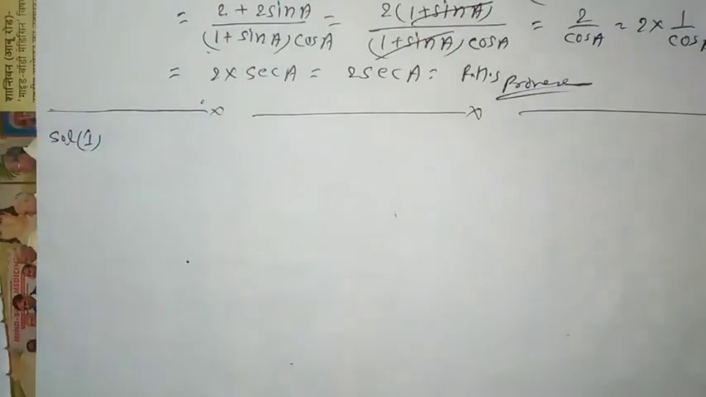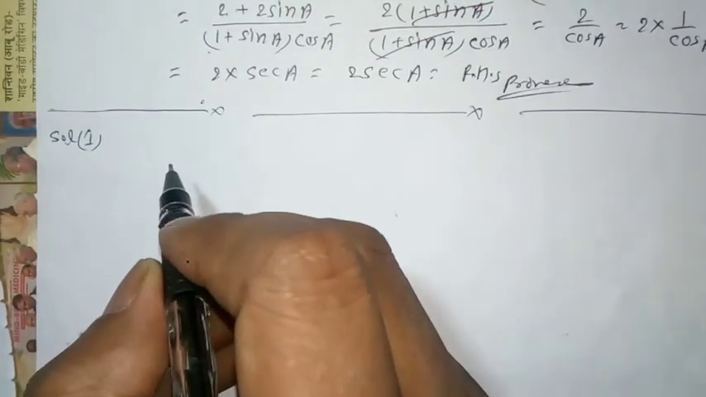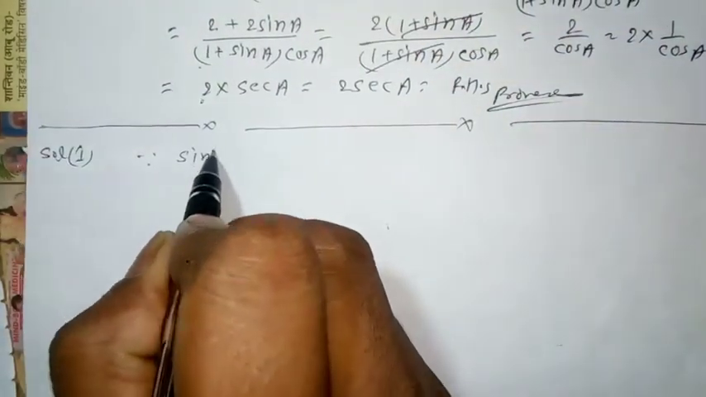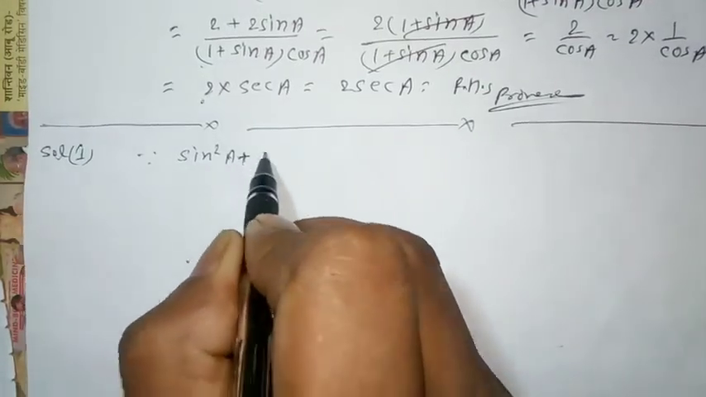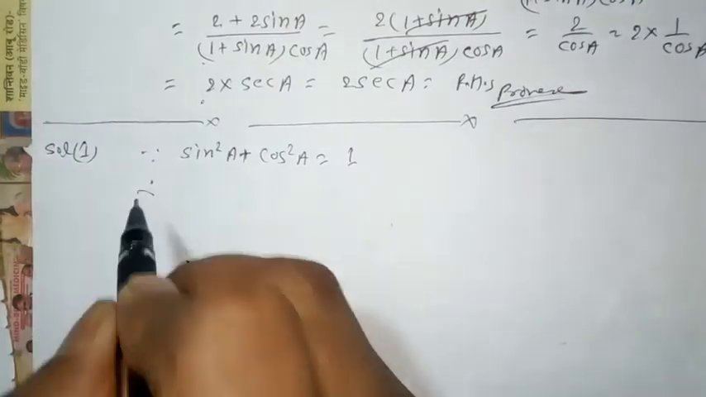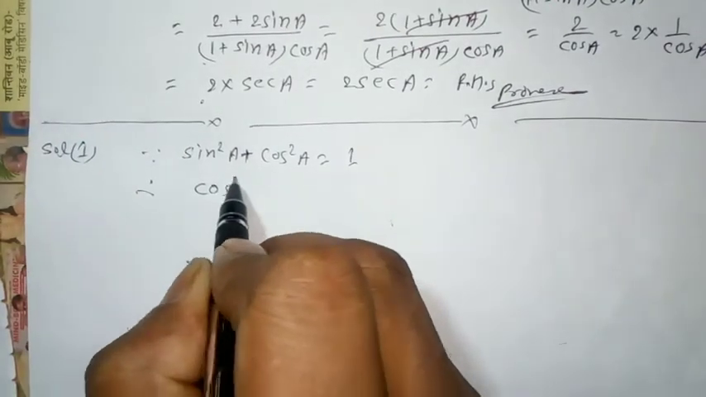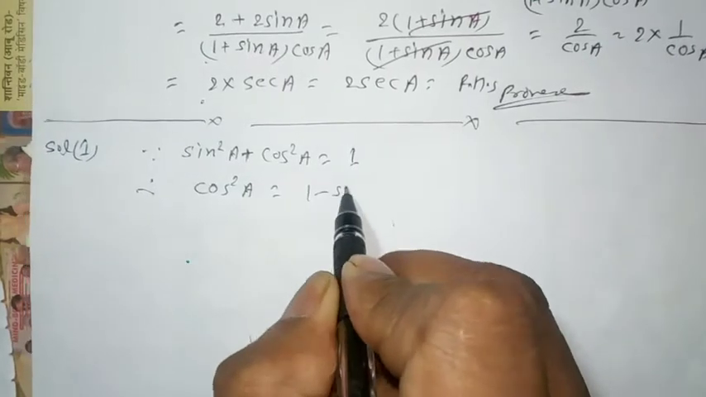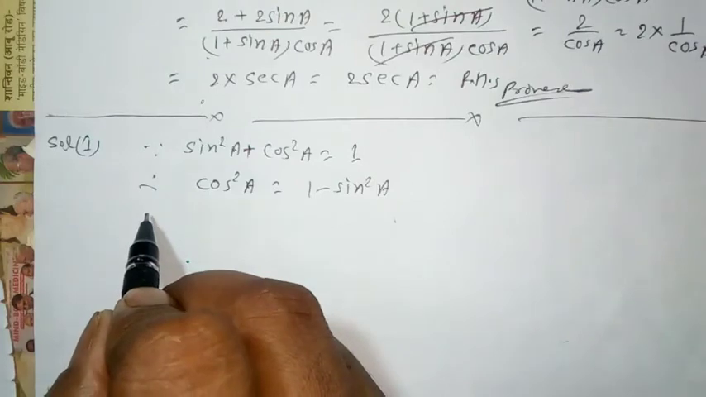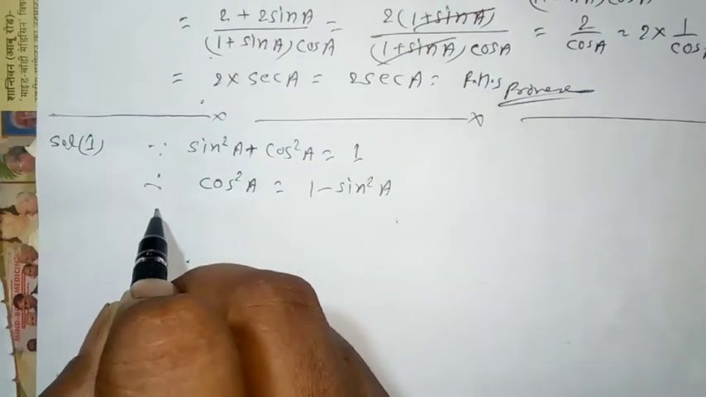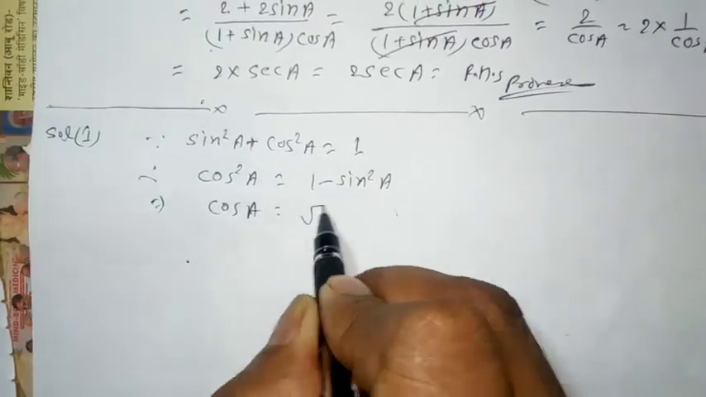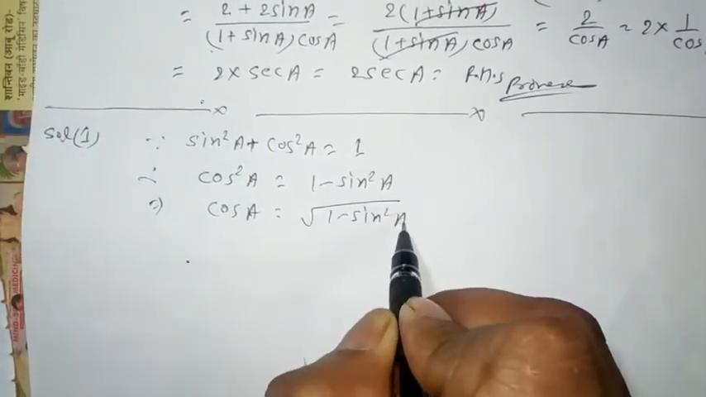1. Because sin square A plus cos square A is equal to 1, therefore cos square A is equal to 1 minus sin square A. Hence it implies cos A is equal to root under 1 minus sin square A.